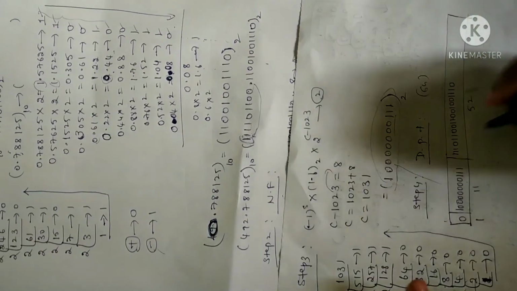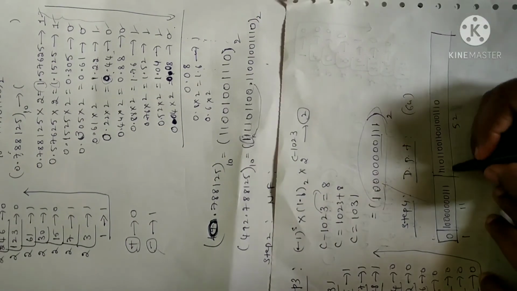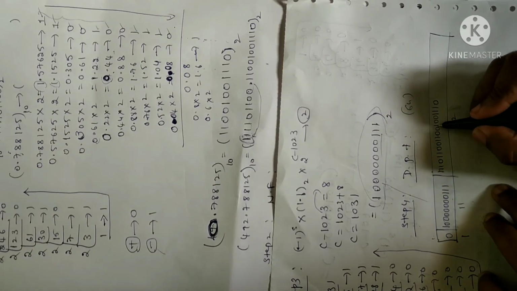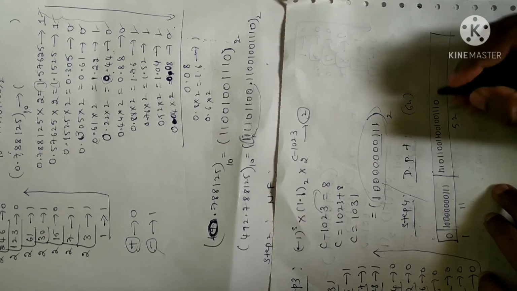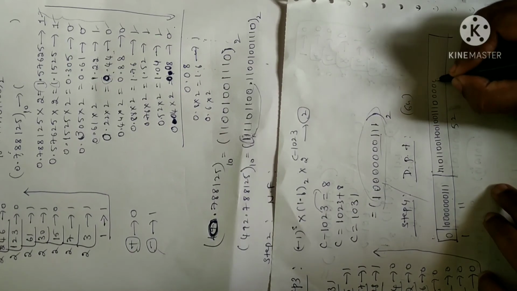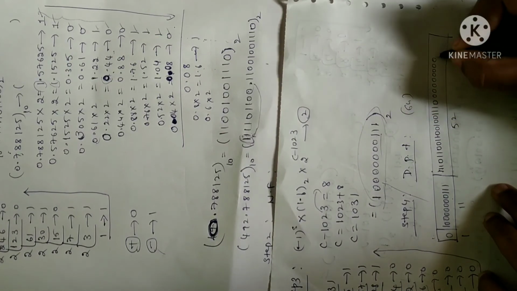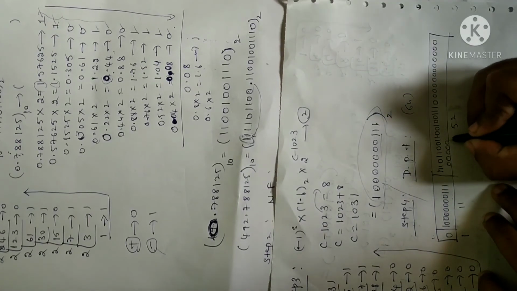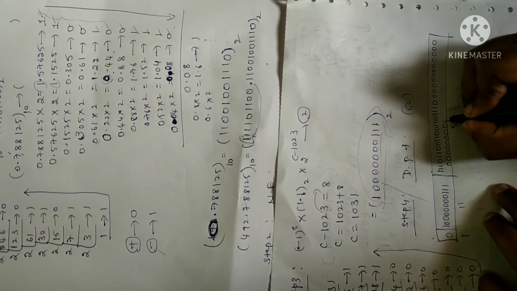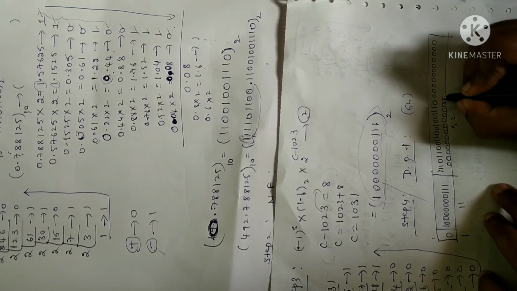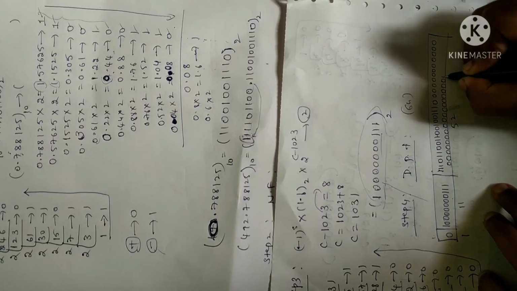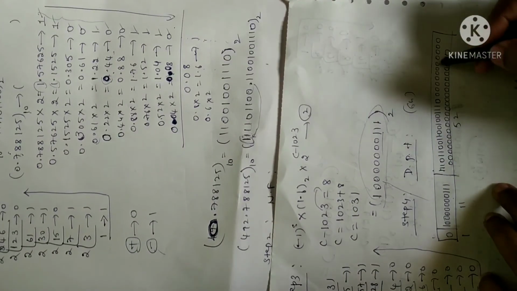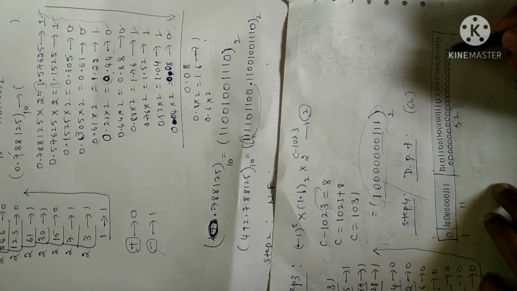Now totally you should have 52 bits inside this box. But how many digits do we have? 1, 2, 3, up to 52. So the remaining places you have to fill with 0. Totally you should have 52 digits inside this box.